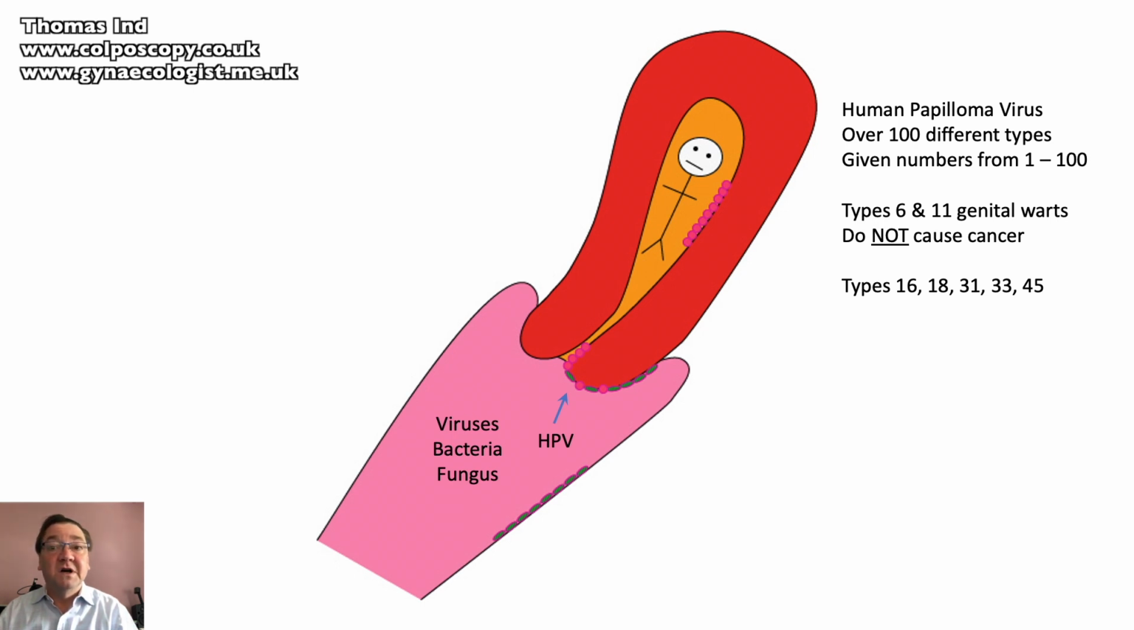Now, there are some other types as well, such as 51, 52 and 68, and these are called the high-risk types. That doesn't mean that you're at high risk of developing cancer, because if you're having your regular smears, perhaps having your vaccine when you're a child, you're not going to get cancer, but you just have to go through the process of prevention in the same way that you brush your teeth and see the dentist.